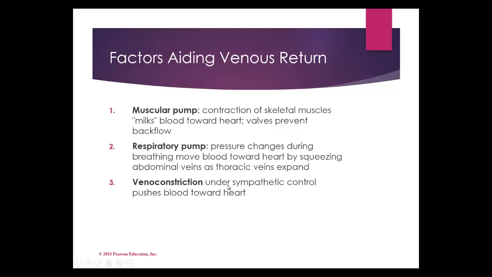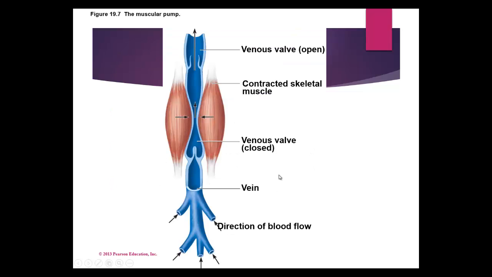And then venoconstriction. We do have some constriction of the vein. There is a tunica media there. It's not quite as significant as we see in the arteries, but there is some sympathetic innervation, or sympathetic stimulation, to the tunica media to allow blood to move toward the heart. And again, remember, the valves work together with the muscular pump to keep that blood moving upward. Here we can see the muscular pump in action. Blood is flowing into the veins, and as the muscles around those veins contract, it squeezes the blood upward, and then the valves close, preventing it from going backward with the force of gravity.